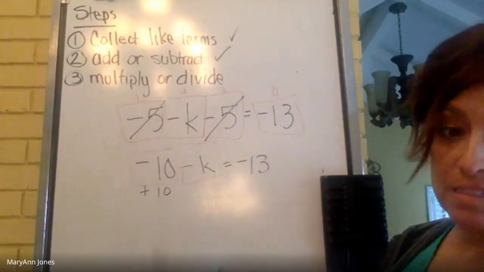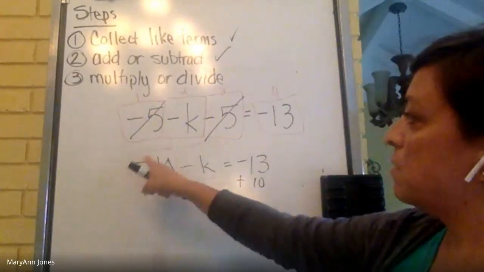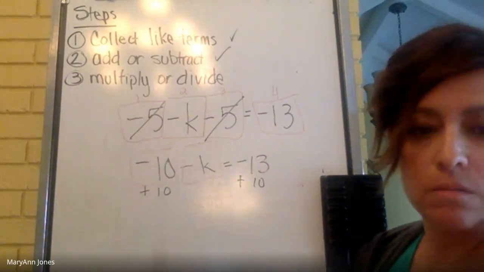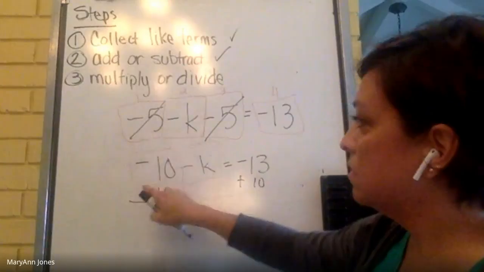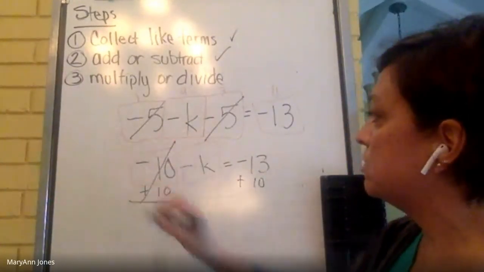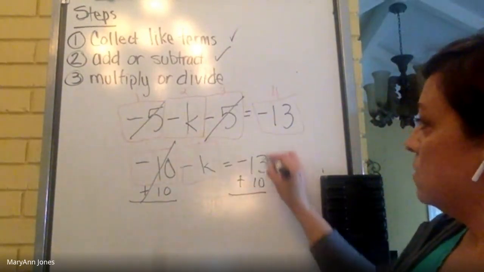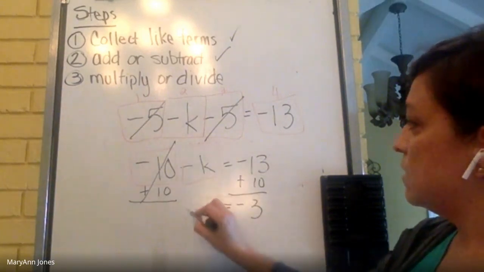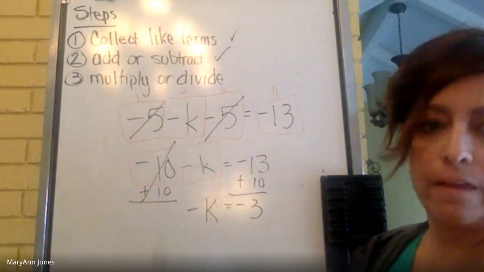Add. What are we adding? 10. This says -10, so we're going to plus 10, because you subtracted 10. So then you get -3. So this is nothing, right? That's what we're trying to do, is move it. There's nothing there. And then you get -3 over here. And we're still not done with this -K.